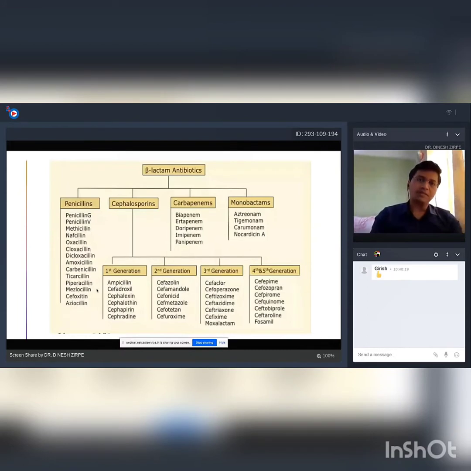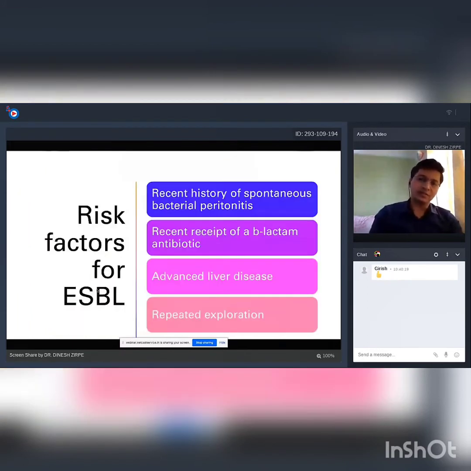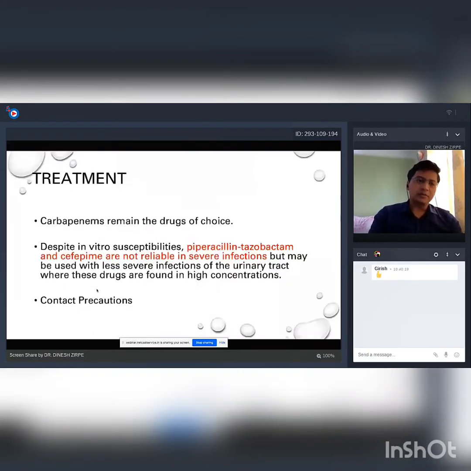So what are the risk factors to have ESBL? Recent history of SBP, recently receiving any beta-lactam antibiotic, advanced liver disease, and repeated explorations. So what is the treatment? Obviously, most transplant centers start with meropenem only, along with gram-positive coverage with teicoplanin.